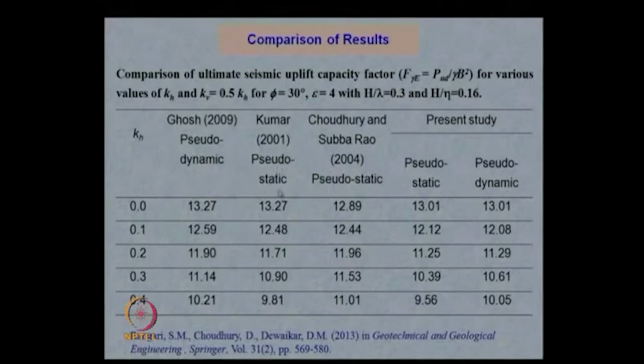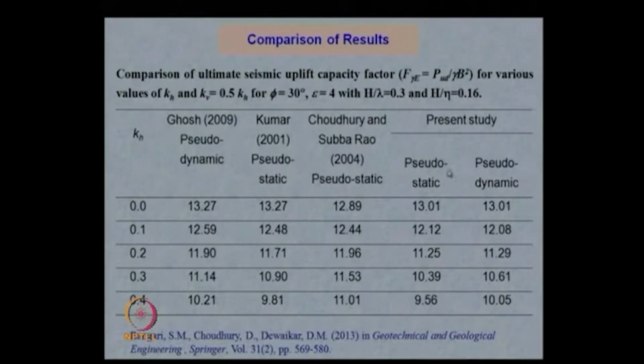Kumar's result using the pseudostatic approach, these are the values. Chaudhary and Subbarao's pseudostatic approach 2004, these are the values, whereas the present study gives the pseudostatic values like this and pseudodynamic values like this. So, you can see the present study using Coter's equation gives the minimum value of this seismic uplift capacity factor F gamma E. What does it mean?